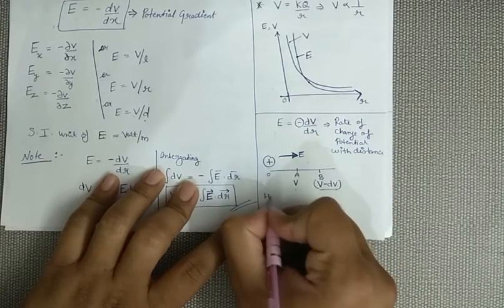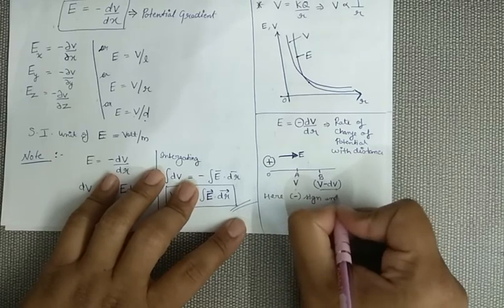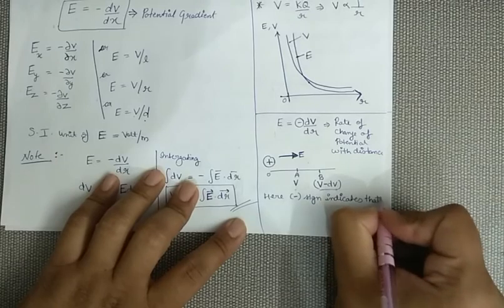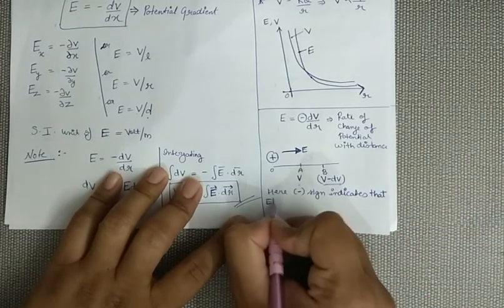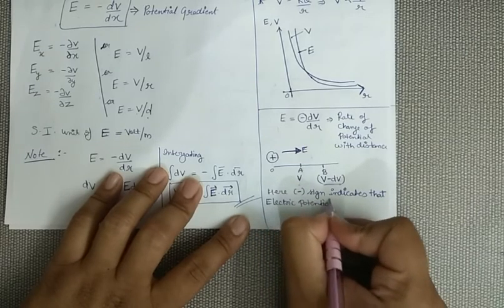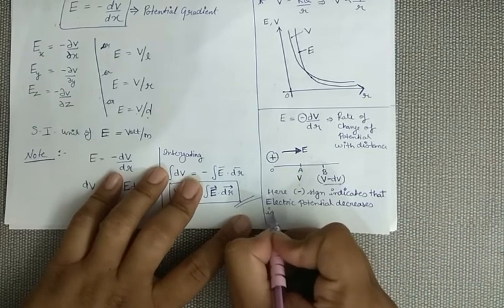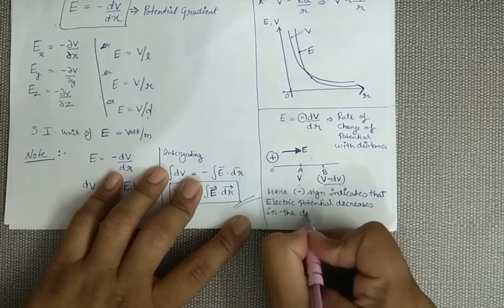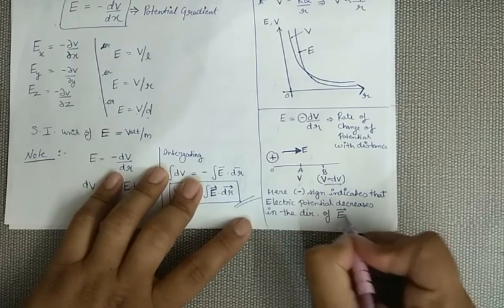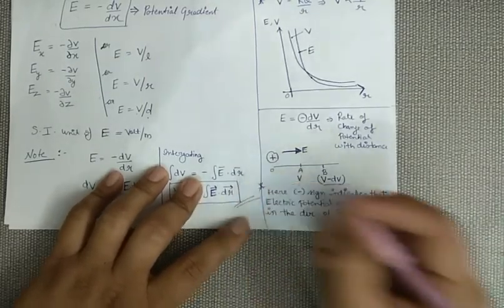So here this negative sign indicates that electric potential decreases in the direction of electric field. So in whichever direction the electric field is moving, in that direction electric potential decreases. So just remember this concept also.